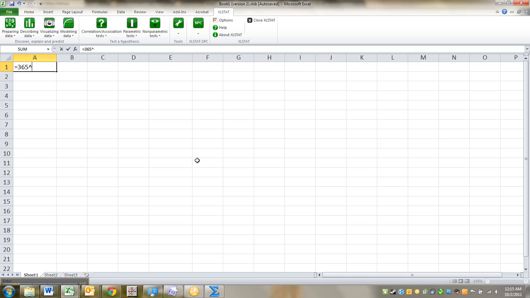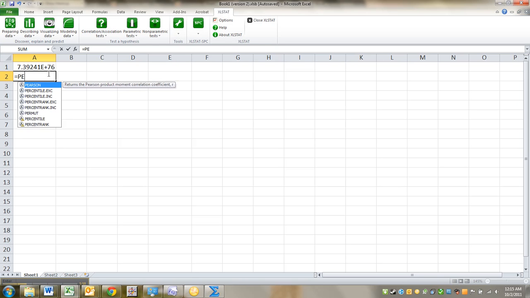365 to the 30th power. That will be the denominator, right? It's a huge number. That's 7.39. See that? E plus 76. That's scientific notation. It means the decimal place is 76 places to the right. Right? Catch that? It's like 739,241, blah, and 70 zeros. And right then the decimal point. It's huge.